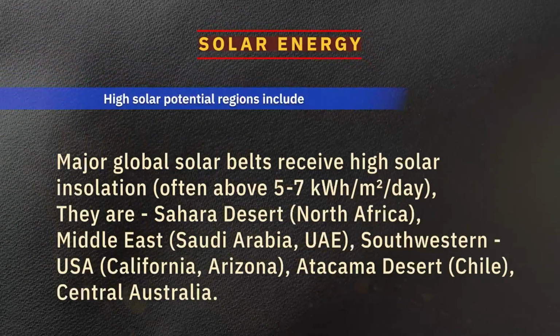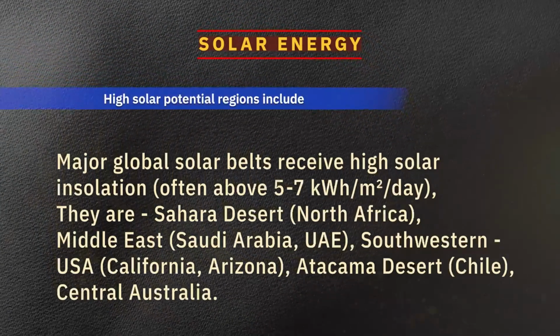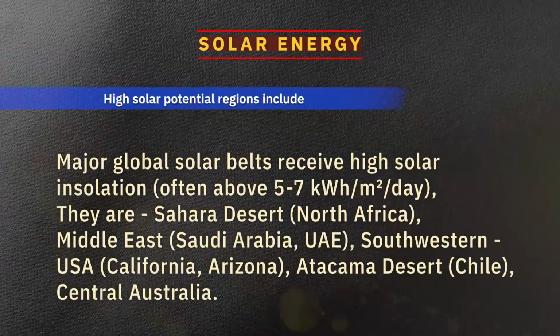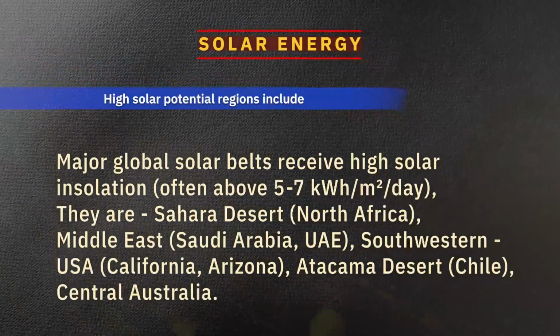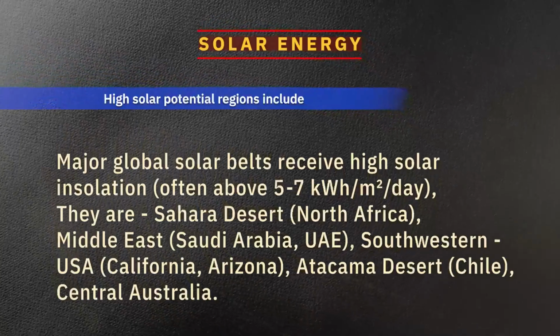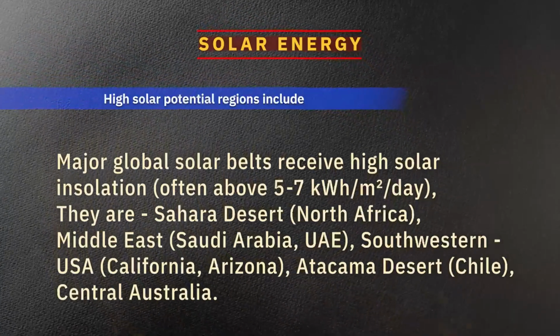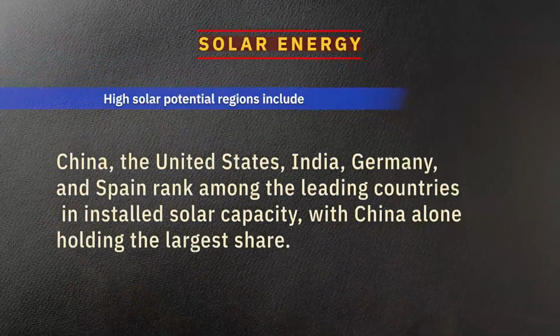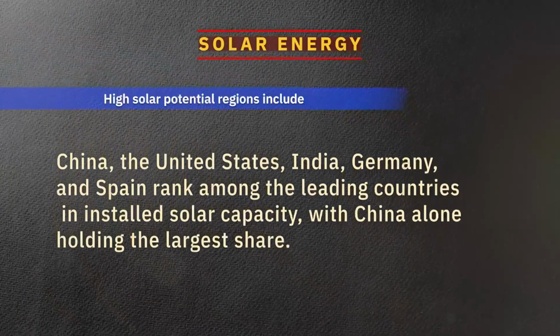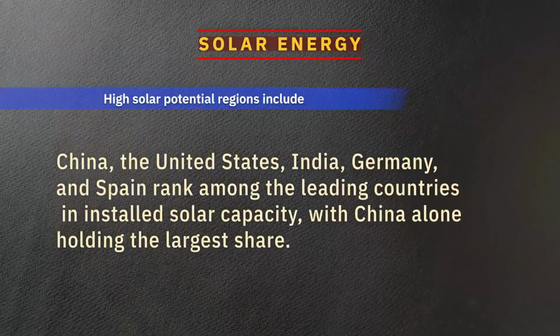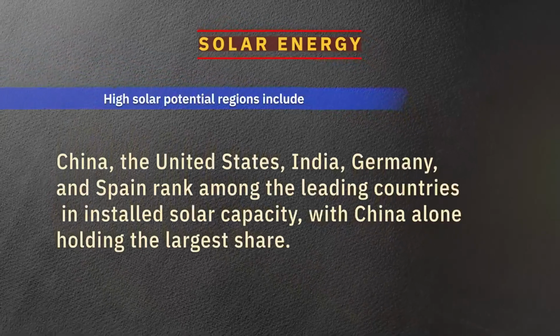These are seen in the Sahara Desert in North Africa, the Middle East, Saudi Arabia, UAE, southwestern USA, California, Arizona, the Atacama Desert, Chile, and central Australia. China is the highest generator or producer of solar energy. Then comes the United States, third is India, then comes Germany and Spain.